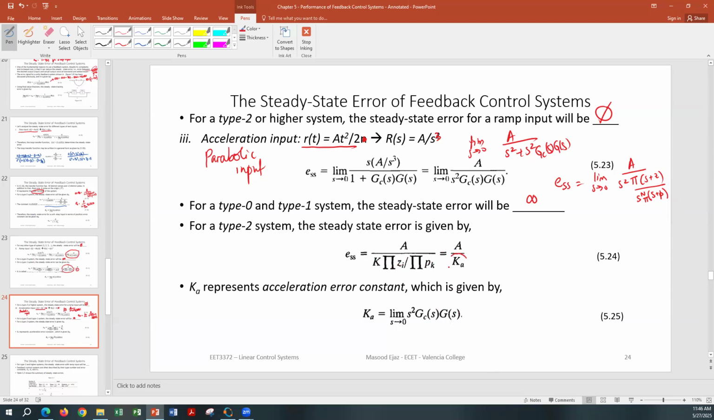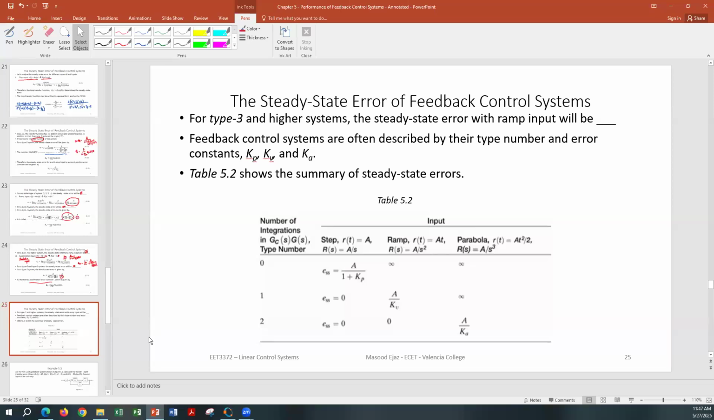We are calling this Ka, which is our acceleration error constant: limit s tends to 0 of s squared GC(s) G(s). And for a type 3 and higher system, of course, it is going to be, anyone? 0. So the type of the system depends upon how many poles you have at the origin from the loop gain.